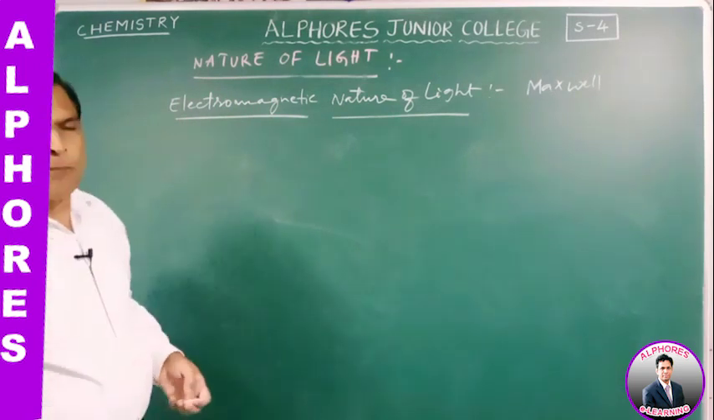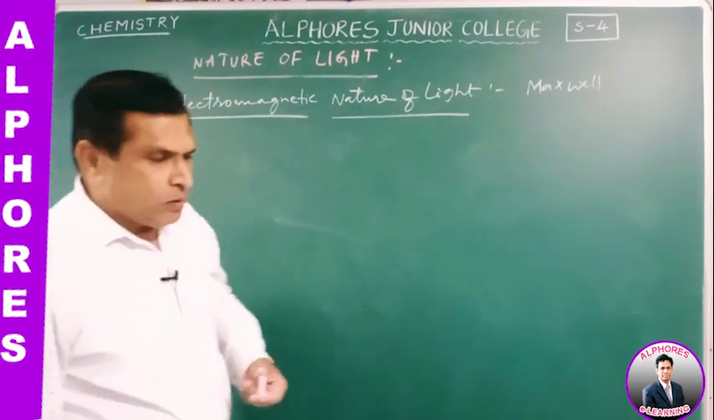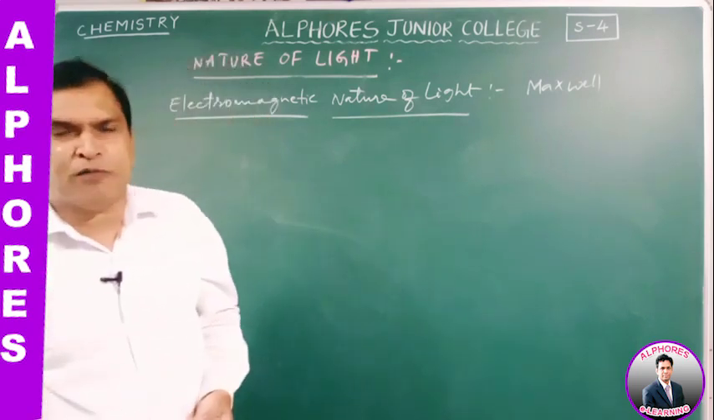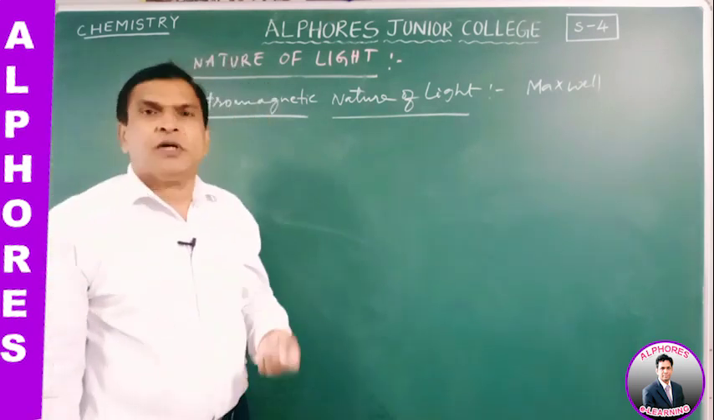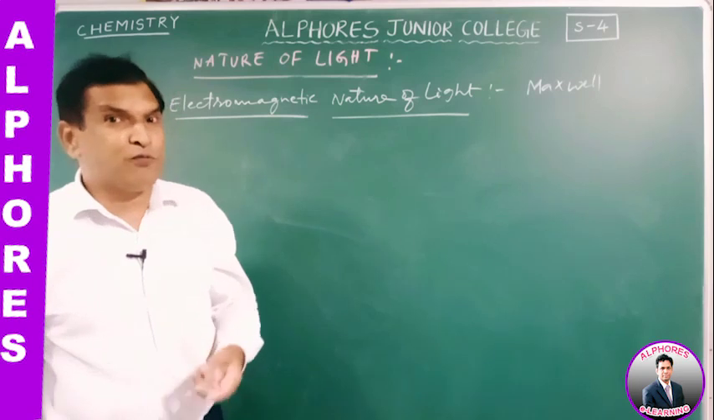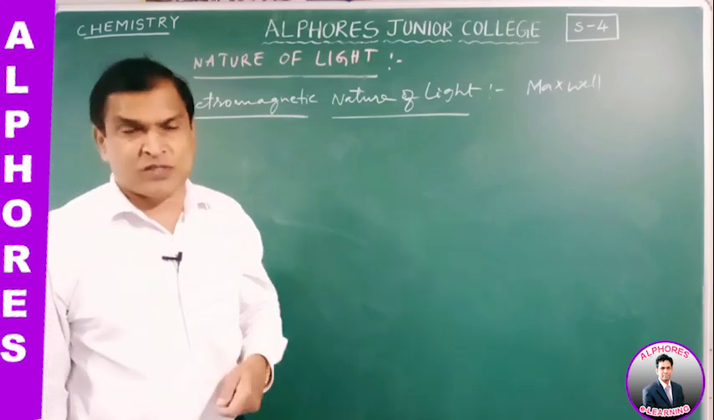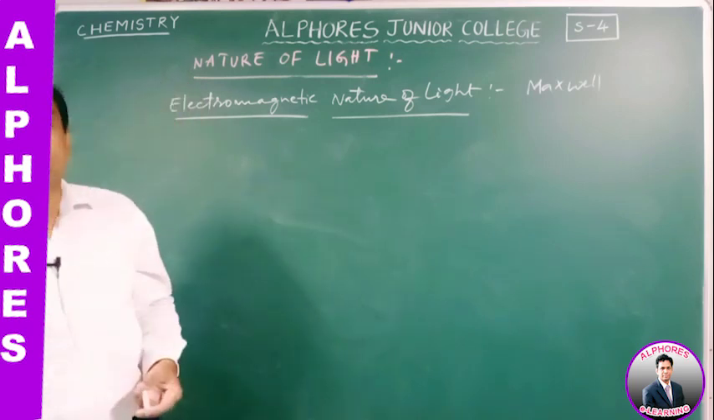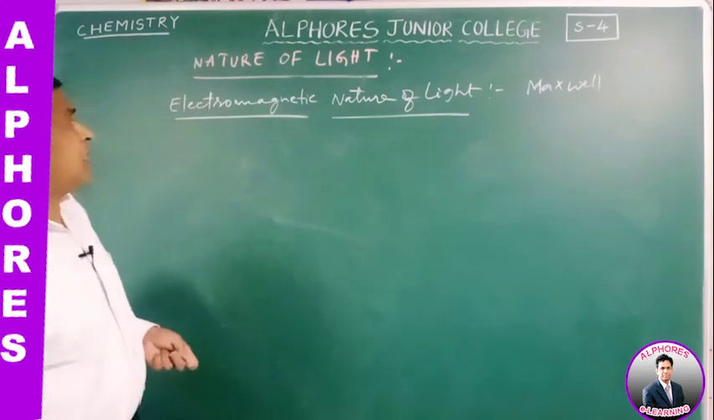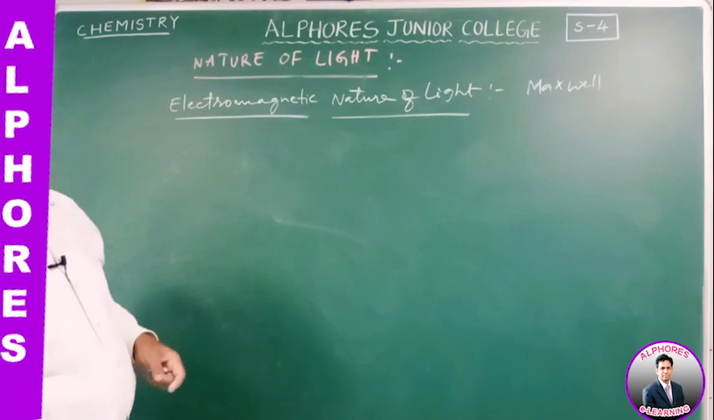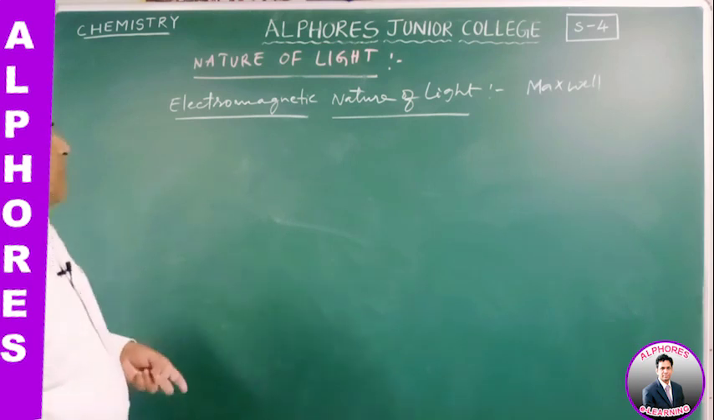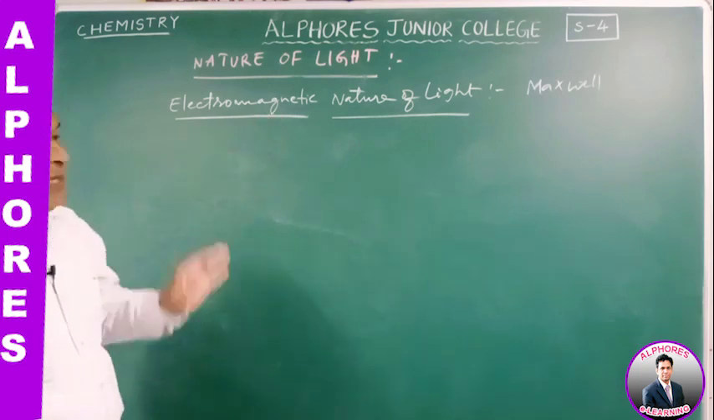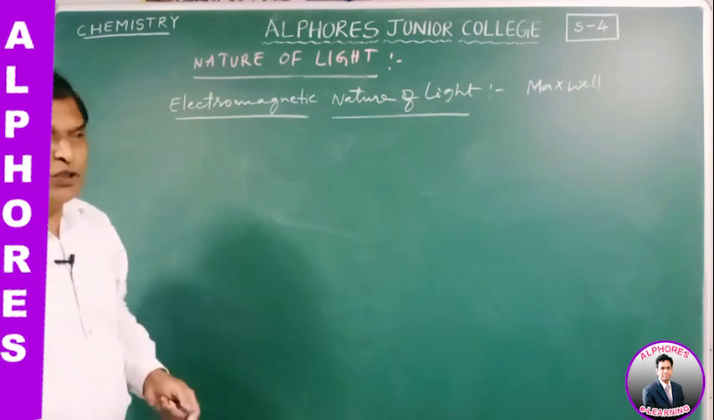According to Maxwell, light is made up of a large number of invisible streams of electromagnetic waves distributed uniformly in all directions in straight lines. That is the nature of light according to Maxwell, the scientist. So Maxwell proposed the electromagnetic theory, that is the electromagnetic nature of light.